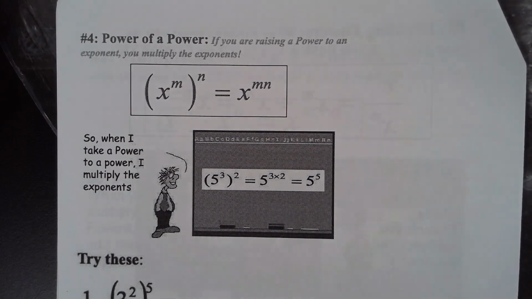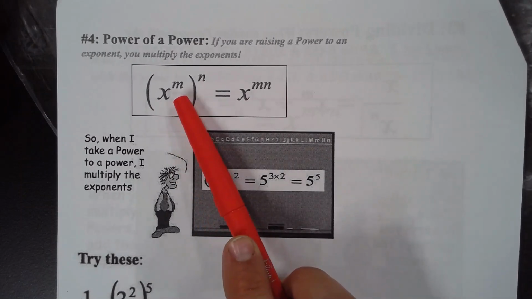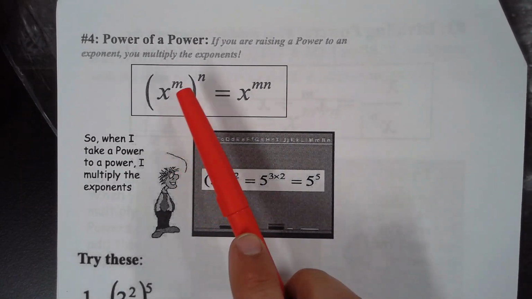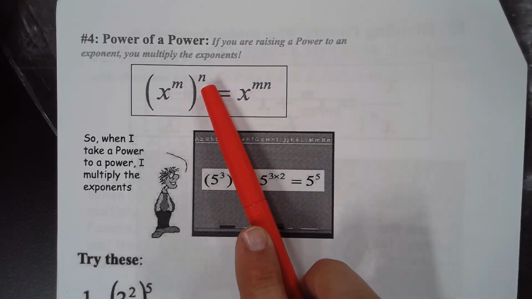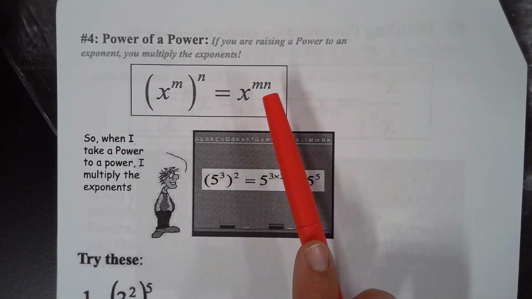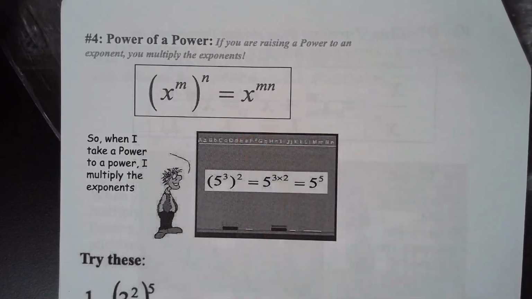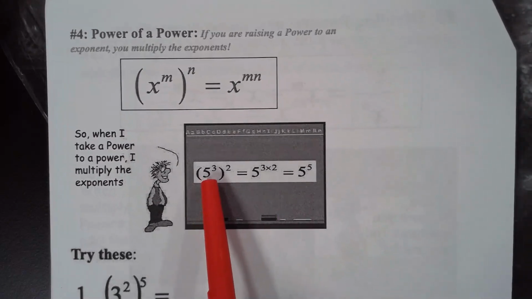If you're raising a power to an exponent, you multiply the exponents. So they give you the formula right here. It says x to the power of m, raised to the power of n, equals x to the power of m times n. So let's look at their example here.